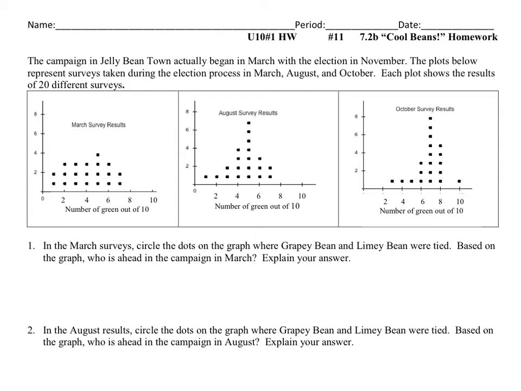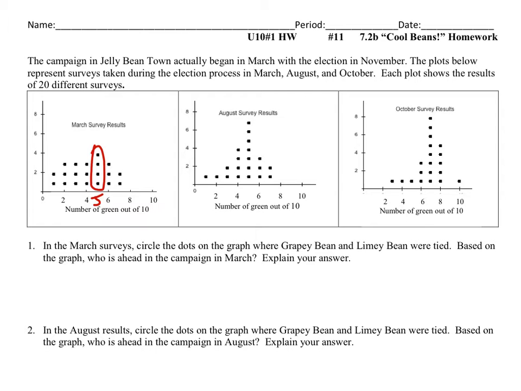In March surveys, circle the dots on the graph where grapey bean and limey bean were tied. Based on the graph, who was ahead in the campaign in March? All right, let's go ahead and look at these. We'll circle the ones that show a tie. A tie indicates that you have the same number of votes for limey as well as grapey. And it didn't show the 5 right count, but they could have. Those dots right there represent a tie between grapey and limey.